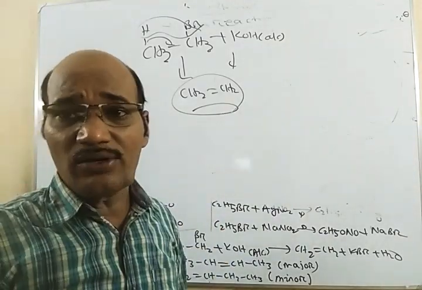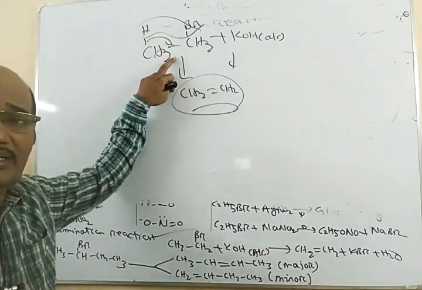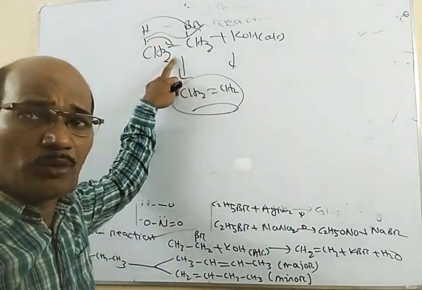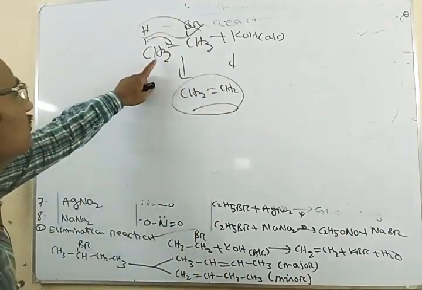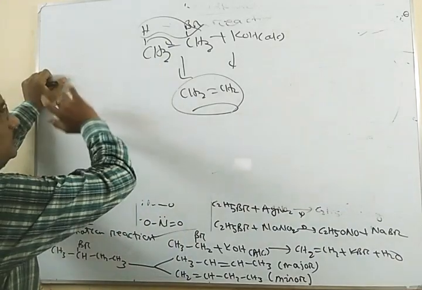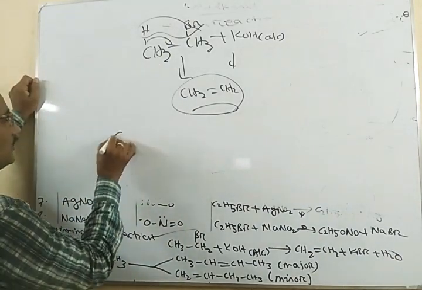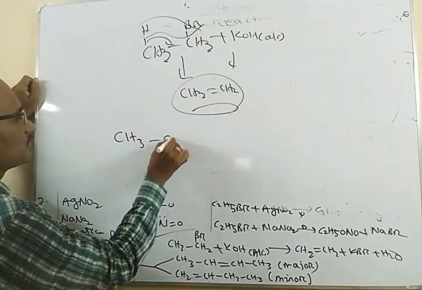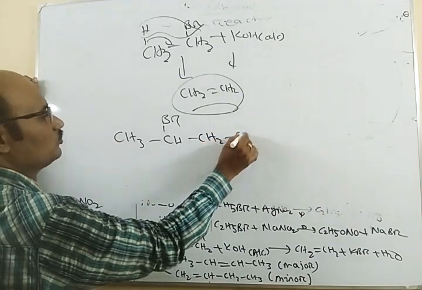Now this dehydrohalogenation, when taking place in symmetrical haloalkanes, is no problem, because we are just removing the H. But when it is unsymmetrical, suppose I have CH3CH2CHBrCH2CH3.